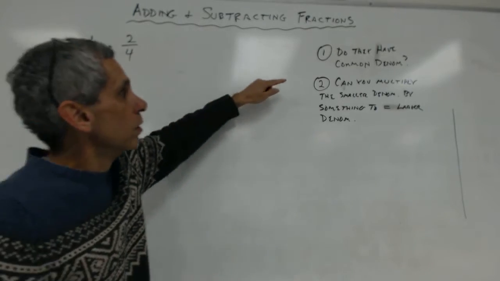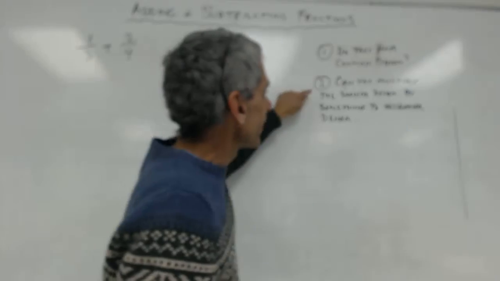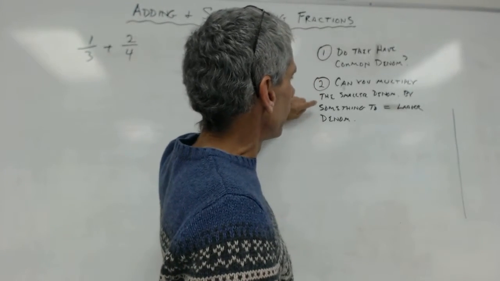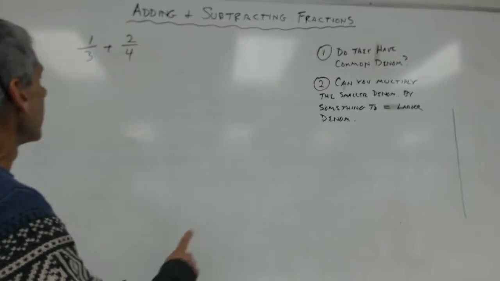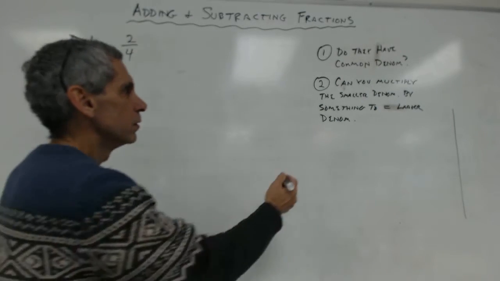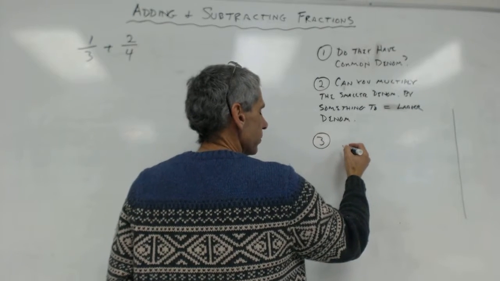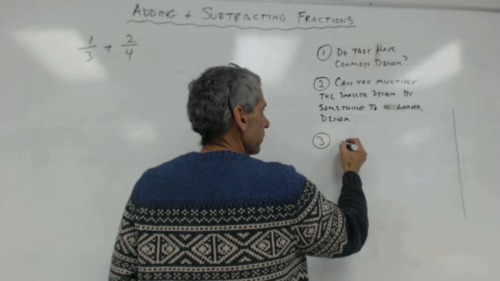Okay, first rule. Do they have common denominators? No. Okay, second rule. Can you multiply the smaller denominator by something to equal the larger denominator? No, you can't. So we need another rule.